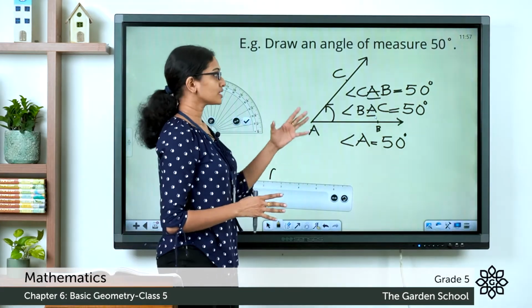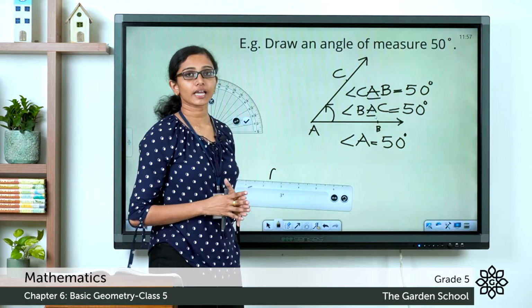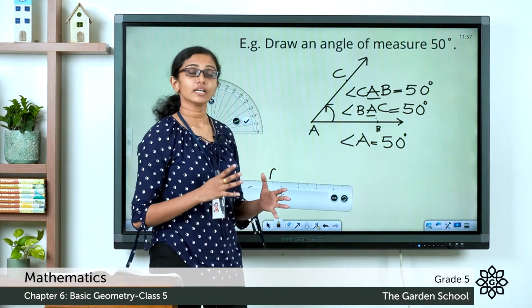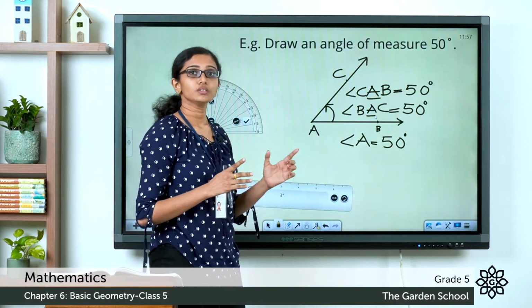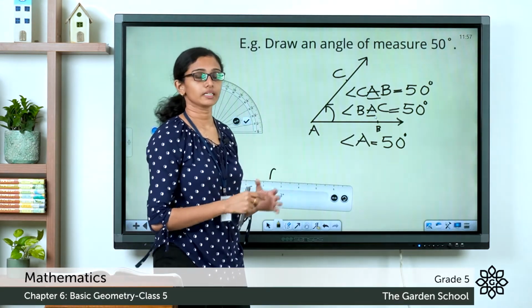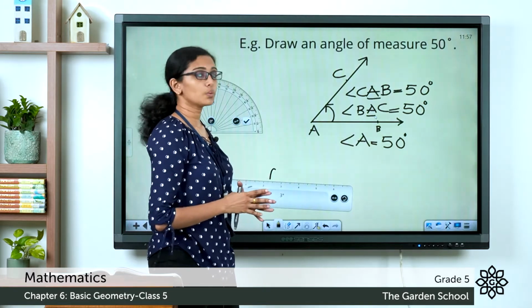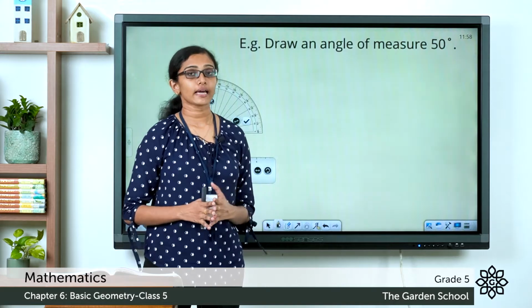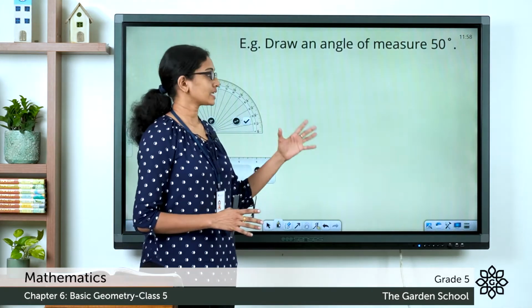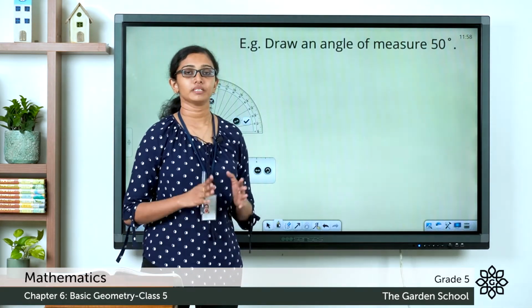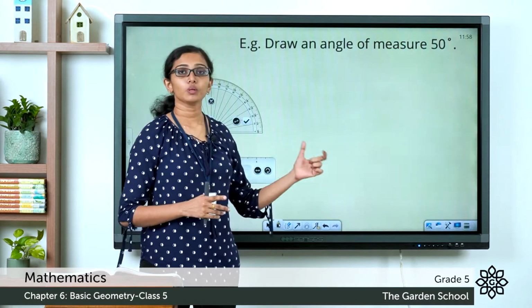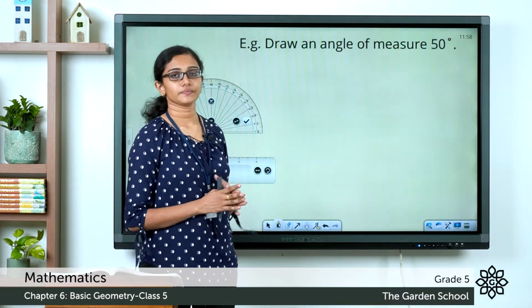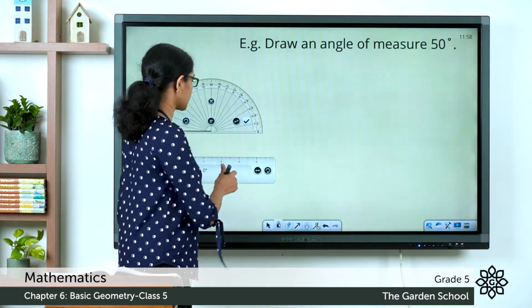Now we have drawn this angle using the inner scale of the protractor. Now let's see how we can draw this angle using the outer scale of the protractor. Both are correct. Now let's see how we can use the outer scale of the protractor. To draw an angle using the outer scale, the steps are the same, but just that the lower arm will be pointed towards the left. So let's see how we can draw the angle.